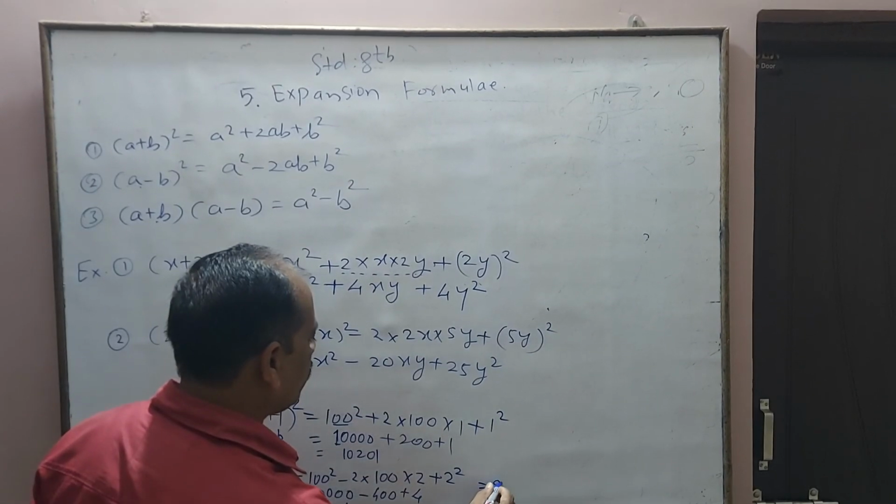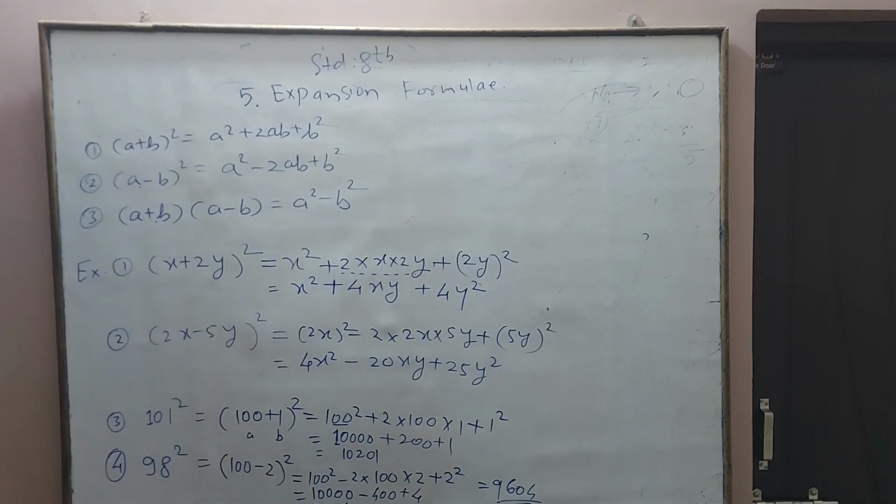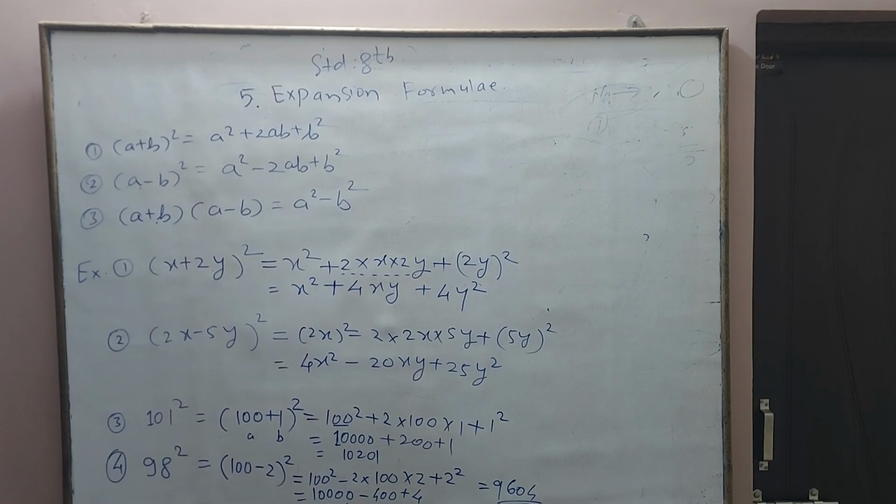I write here 9,604. So these are some examples. Now you can solve the exercise number, okay, no examples, this is the basic.